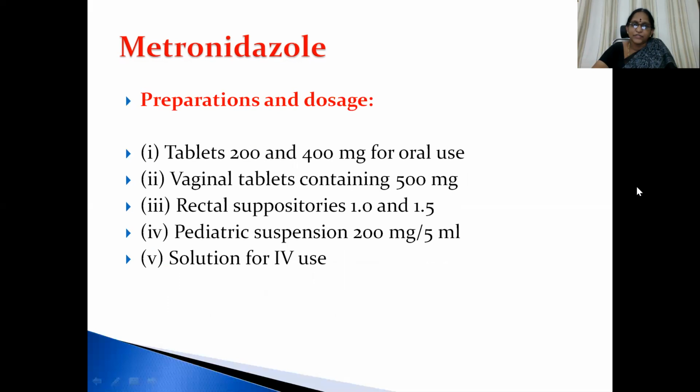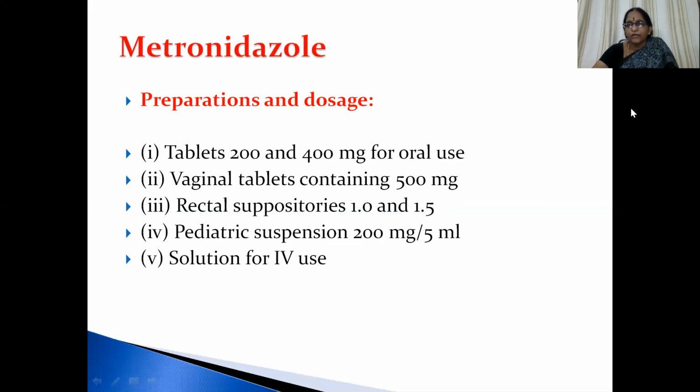Then pediatric suspension, 200 mg per 5 ml. And there are metronidazole solutions available for intravenous administration also, for severe infections. So you can see various dosages of metronidazole here: 200 mg, 400 mg, 500 mg, and above are also there, that we will be coming across while we are dealing with the treatment proper of various sorts of amoebiasis.